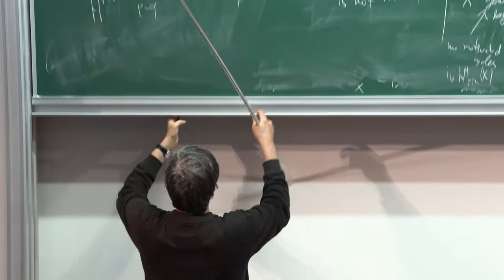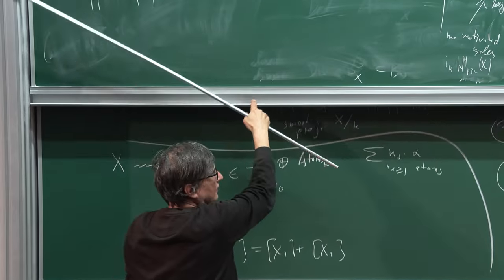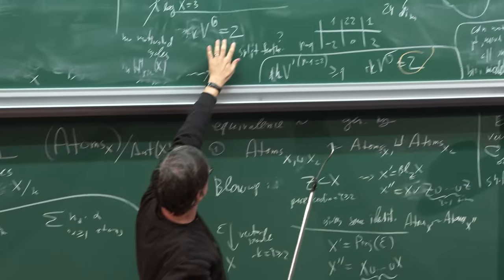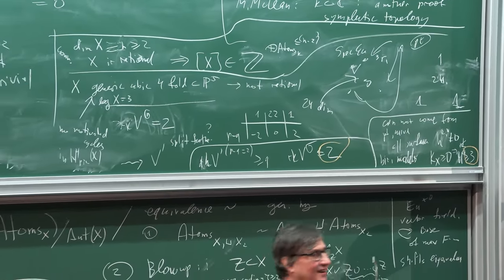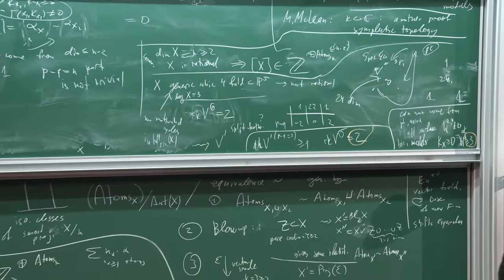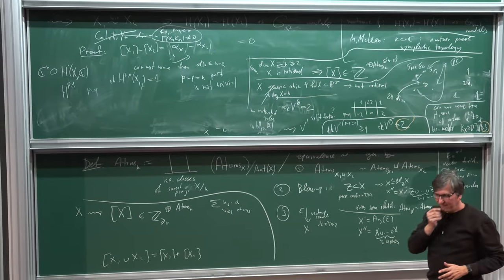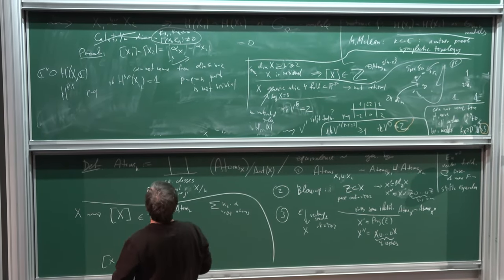I don't. What did you use exactly from the classification? Generic assumption used. Sorry? Generic, because otherwise, if it's not generic, it could be 3. So you also use the previous remark that if K_X is nef, then it's only one atom. One atom. Yeah. You use the structure of general type surfaces.